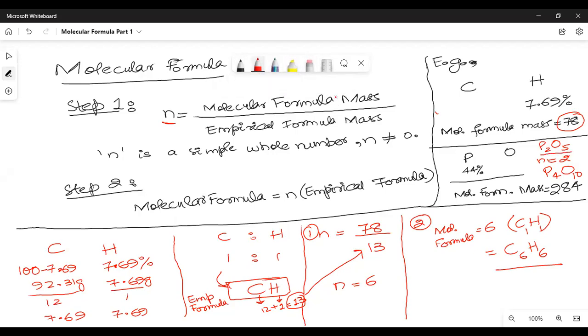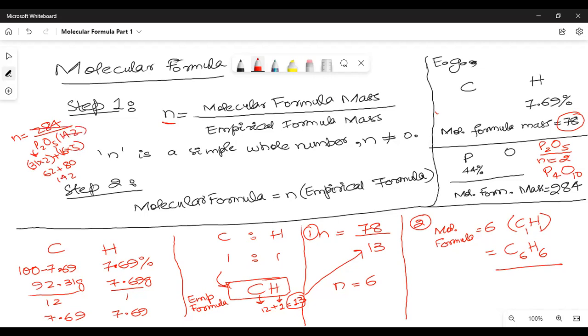We have P2O5. Now, if you put these values in N, this 284 and the calculation of mass from P2O5, you are going to get the answer 2. I'm going to do it on the far left side. So N is equal to 284 up top. Now, in the denominator, we are supposed to write P2O5. Now, what is P in the periodic table? That is 31. So 31 multiplied by 2. What is O in the periodic table? That is 16. So 16 multiplied by 5. So now, if you do it with the calculator, this is 62 and this is 80. So we're going to end up at 142.